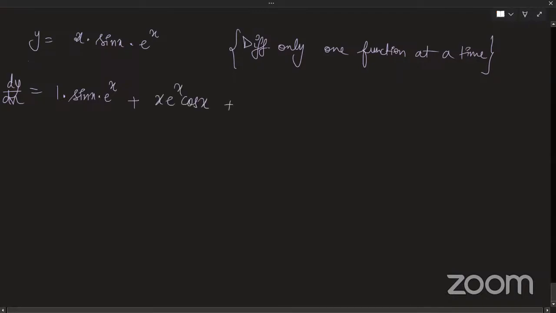What is your third function? e raised to x. Okay, so its derivative is also e raised to x. So you keep x into sin x in the first, right? Yes, sir.